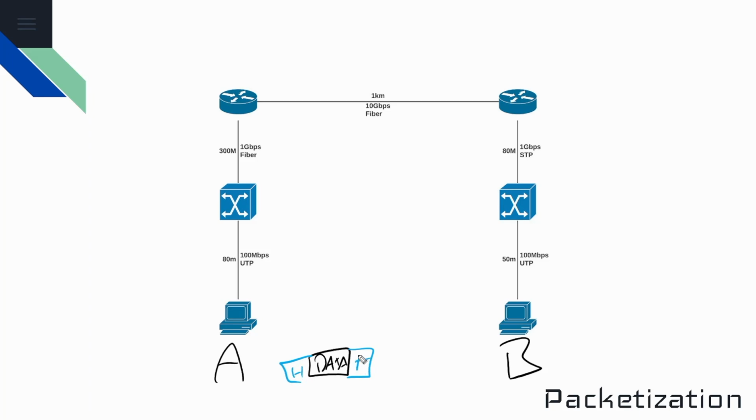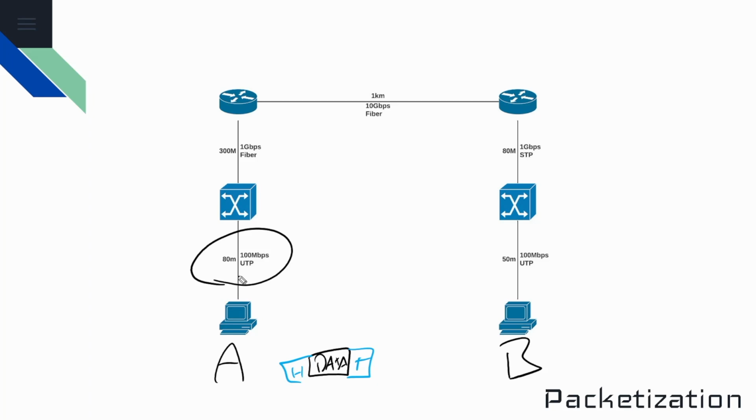So if we take a look at the pathway that this frame is going to traverse, the initial link between host A and the switch is a 100 megabits per second unshielded twisted pair link. And we'll get into what unshielded twisted pair means in a moment. And that link is 80 meters long to the switch.